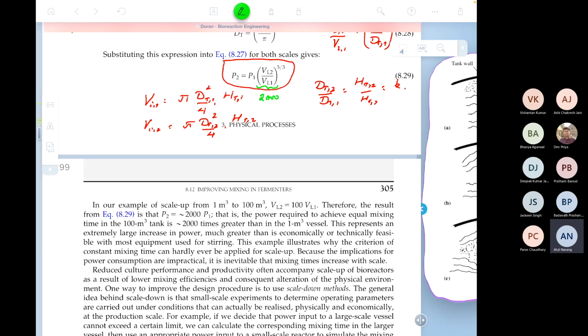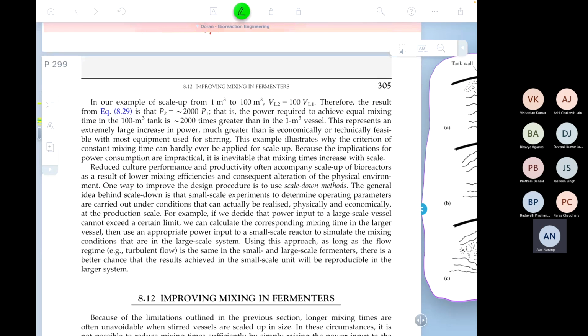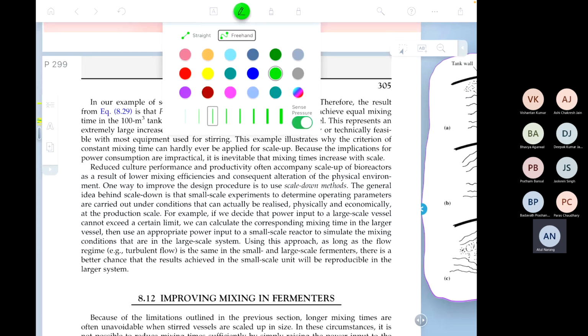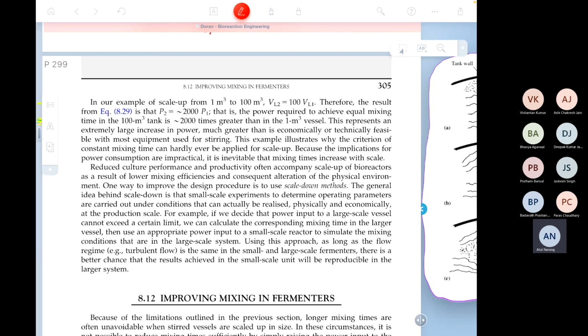You say, okay, man, I'll make a compromise. I can't apply that kind of power. So this is the reason why, you see, new problems are encountered when you scale up that have absolutely nothing to do with the biology or the kinetics. This is purely a matter of your inability to transfer something like heat, mass, or in this case, momentum at a large scale.